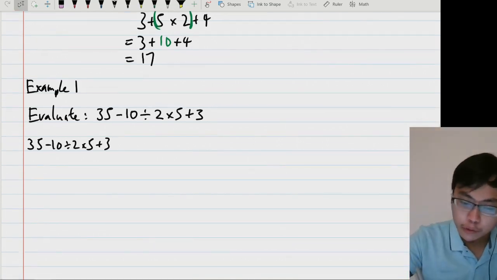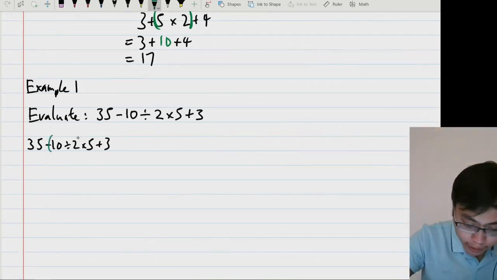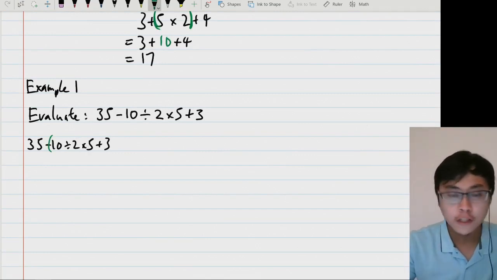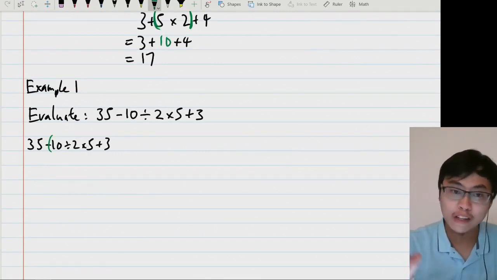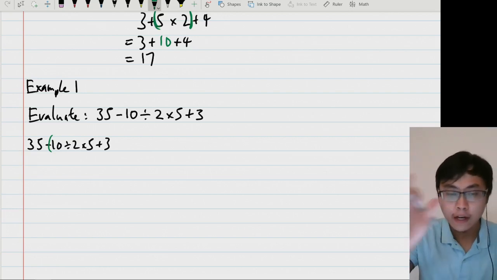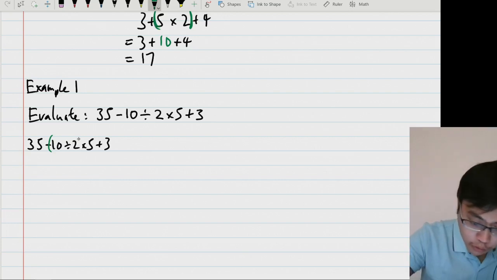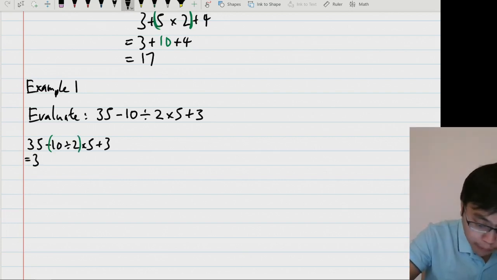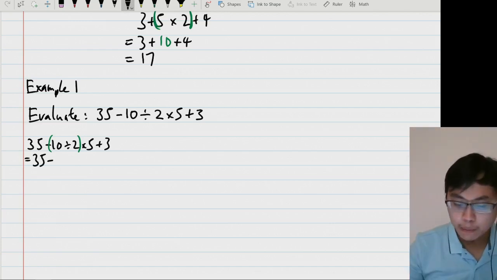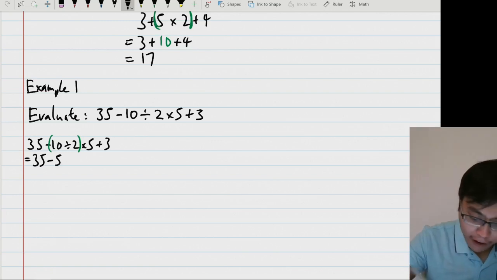Where do I see multiply and divide? I see that right here. There's a divide, there's a multiply. Do I do multiply first? No, you do it in order of left to right if there is multiply and divide consecutively. So I'm going to do 10 divided by 2 first. So my next step will be, I'm going to copy everything down, 35 minus, then it's going to be 10 divided by 2, which is 5, times 5 plus 3.